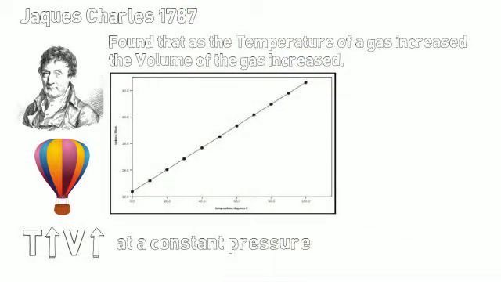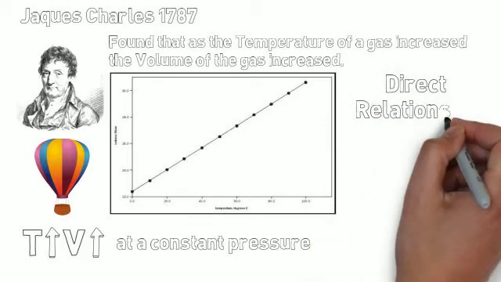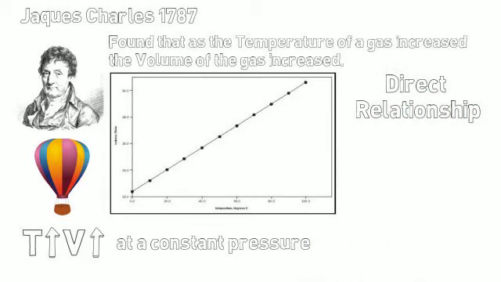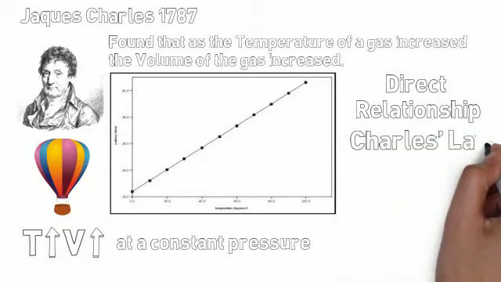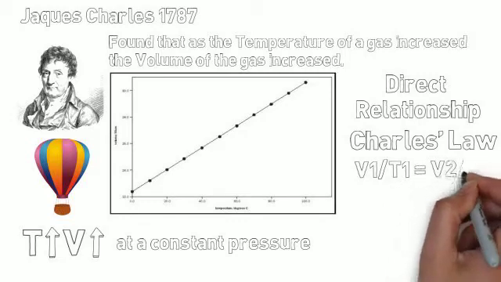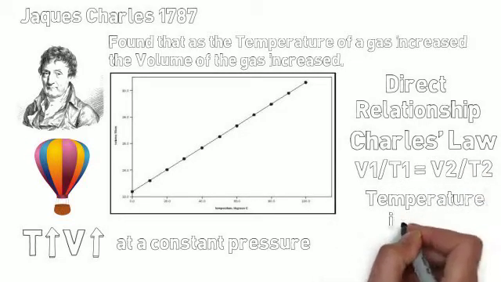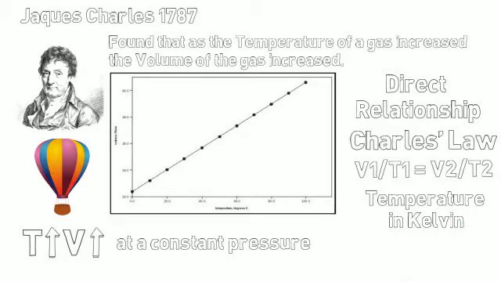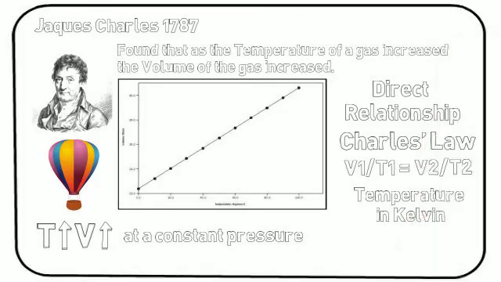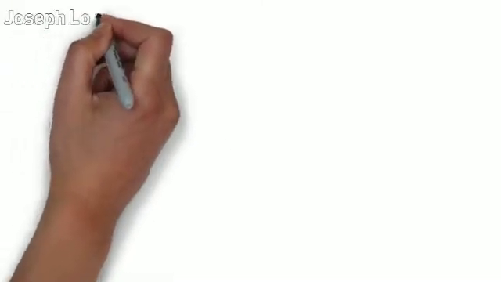Now, the fact that he was a mathematician, he was able to work out a relationship, and it's a direct relationship. As one goes up, the other goes up. As temperature goes up, the volume goes up. This is known as Charles' law. And Charles' law is V1 divided by T1 equals V2 divided by T2. The one caveat to this is that temperature has to be in Kelvin, because we don't want to have negative temperature values, because that would lead to negative volumes.